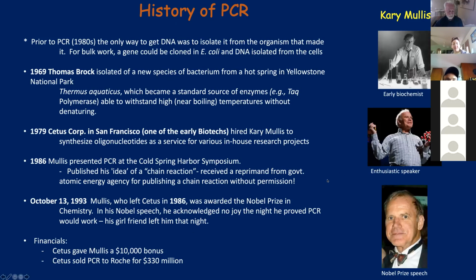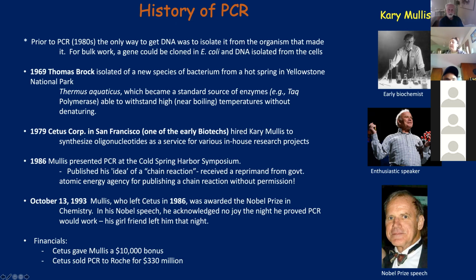Now, how did PCR get discovered? It's a really interesting history. Before PCR, which means before the 1980s, the only way you could get DNA is to isolate it from a living organism. So, for example, if you wanted to get bacterial DNA, you could break up E. coli cells, get the DNA out. If you wanted to do it with humans, you do the same thing with human cells, but you had to start with cells.